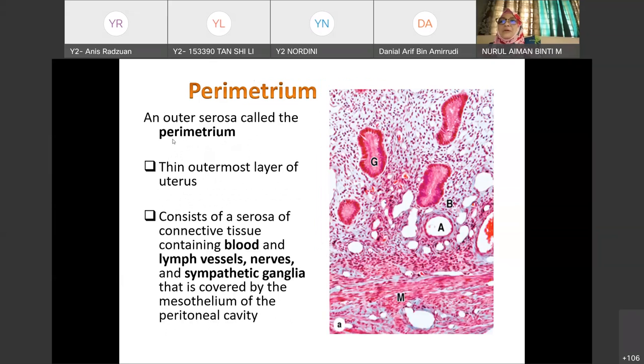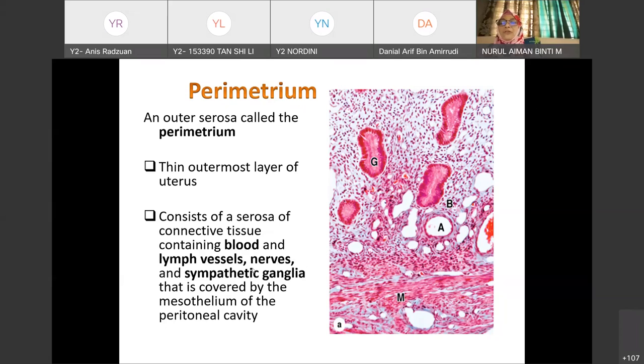The perimetrium is the outer serosa, a very thin outermost layer of the uterus. I actually don't have a picture of the perimetrium because the uterus is very big and sometimes we just cut through. The important thing is the functional and basal layer. It consists of serosa of connective tissue containing blood and lymph vessels, nerves and sympathetic ganglia, covered by mesothelium of the peritoneal cavity. I don't have the picture.